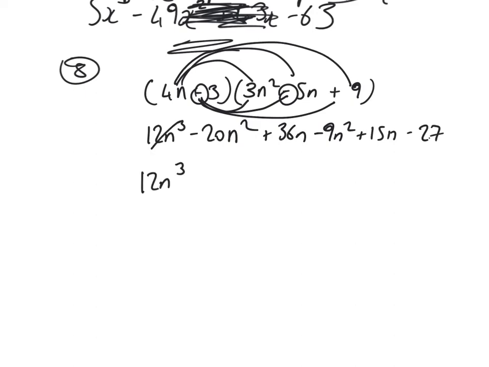Okay, so 12n cubed, I've got minus 20n squared. I'm then travelling down another 9, that'll bring me down, take your time, be careful, to minus 29n squared. 36n plus 15n is 51n, and then finally minus 27.